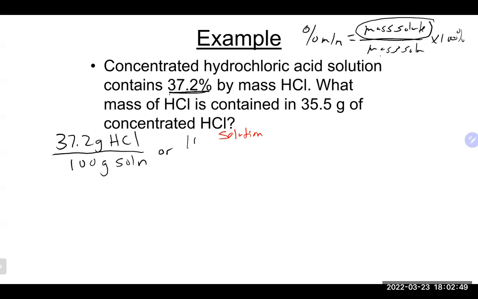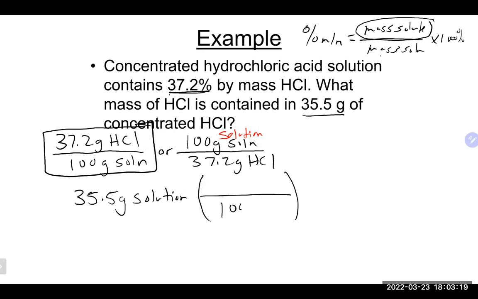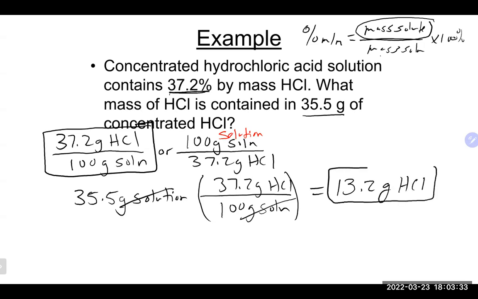Or again, we could use it the opposite way. 100 grams of solution would contain 37.2 grams of HCl. So we essentially can turn that percentage into a couple of conversion factors that we could use. And since we know we are starting with 35.5 grams of the solution, we can use the conversion factor here on the left. If we do that, that would give us 35.5 grams of solution times 37.2 grams of HCl over 100 grams of solution. The grams of solution will cancel and we will be left with 13.2 grams of HCl in this case, which is the mass of our solute. Any questions on that?